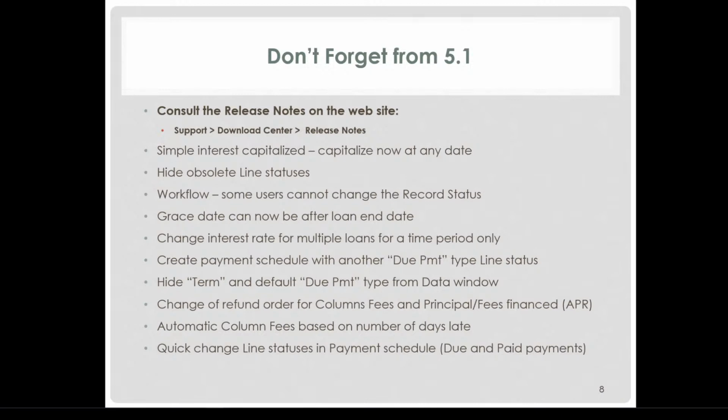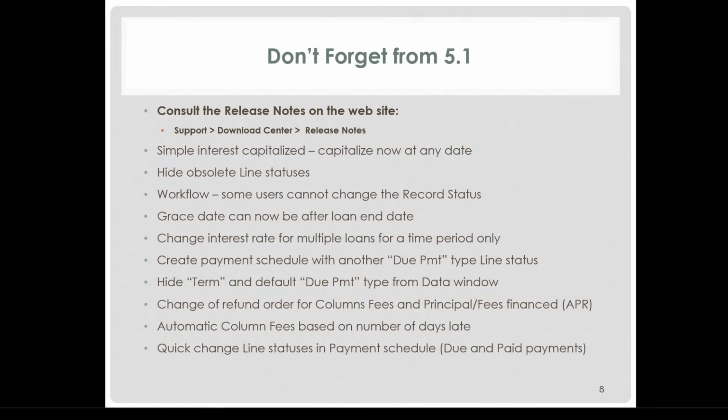Quite important for that. You can change the refund order in the column fees and in the principal and the APR fees. For example, you could say, I want to pay fees 2 before paying fees 1 in this exceptional circumstance. So right click of the mouse and you can change your refund order.